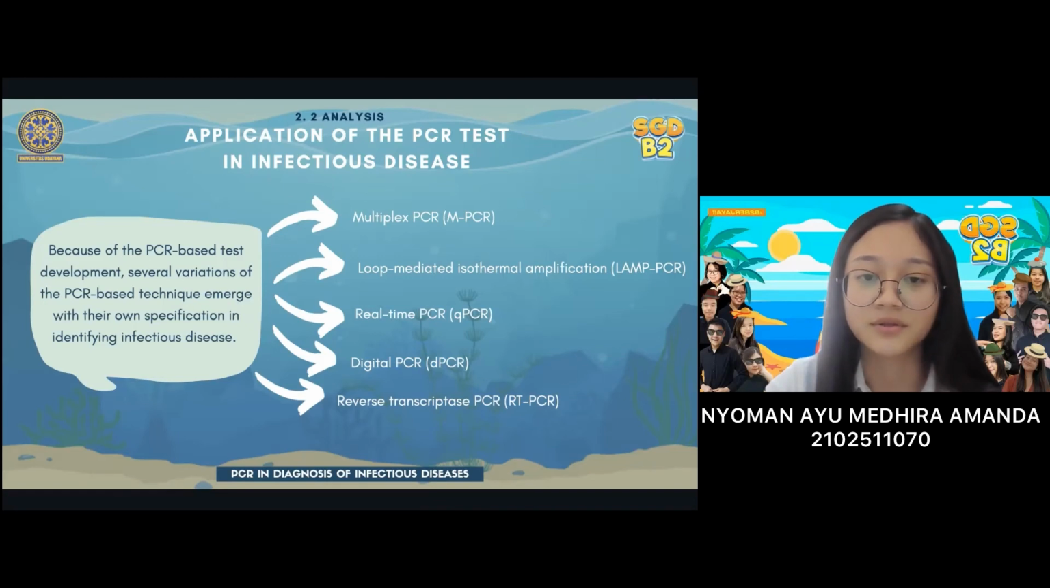Second is loop-mediated isothermal amplification or LAMP-PCR. With this type of PCR-based test, the final product produced has almost reached 10^9 copies of target DNA in less than an hour. Third is real-time PCR or qPCR. qPCR is a clinical diagnostic that uses quantitative PCR as its method for detecting the presence of infectious agents.